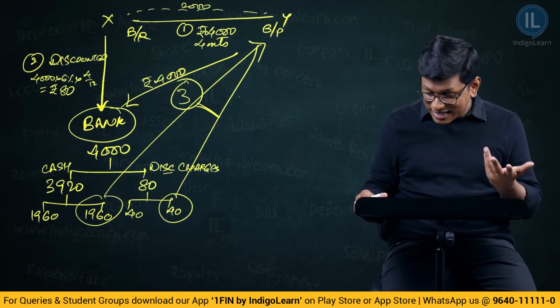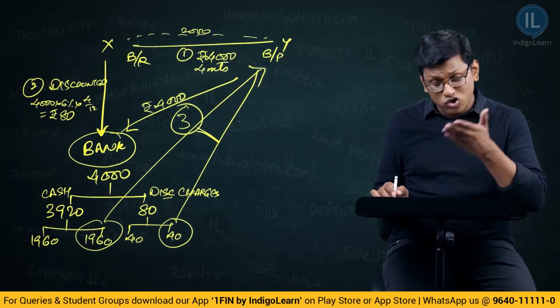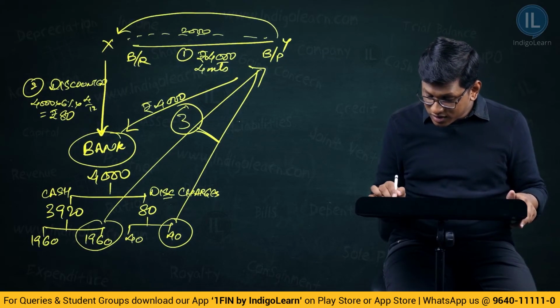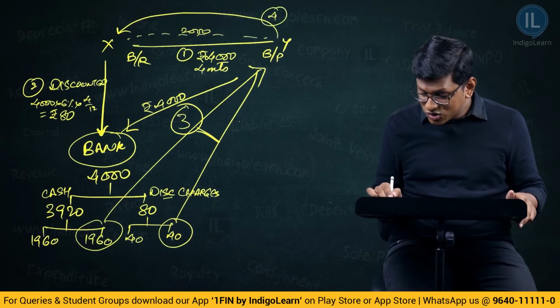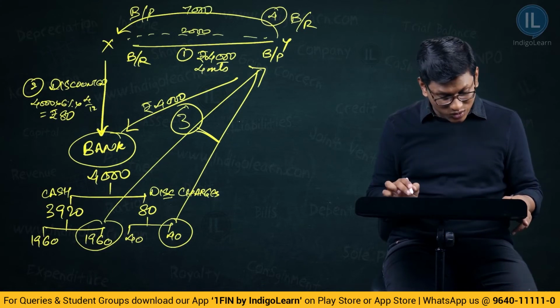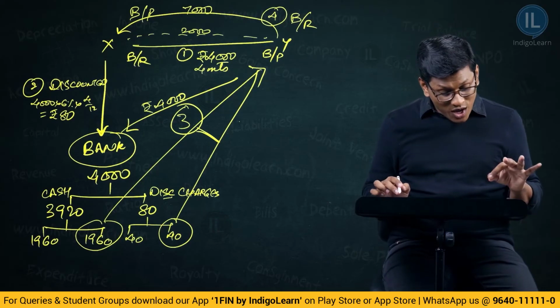Look at what all things are happening here. So now this is over. Now Y has drawn a bill on X. That is the fourth one. So here bills receivable, here bills payable for 7,000, and now look at what has happened.